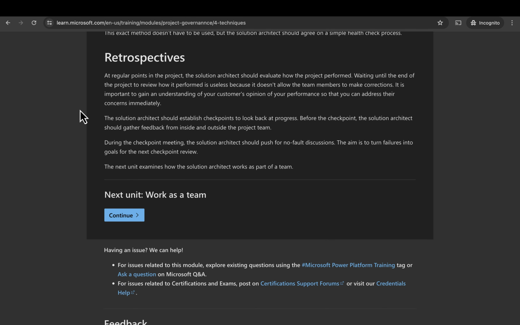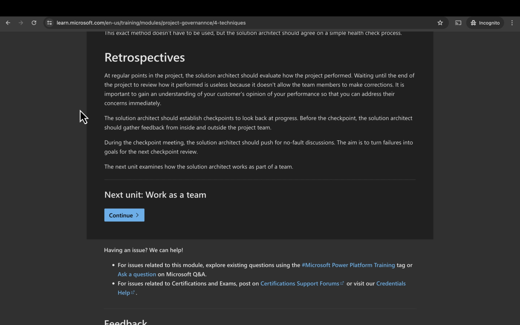Retrospectives. At regular points in the project, the solution architect should evaluate how the project performed. Waiting until the end of the project to review how it performed is useless because it doesn't allow the team members to make corrections. It is important to gain an understanding of your customers' opinions of your performance so that you can address their concerns immediately.